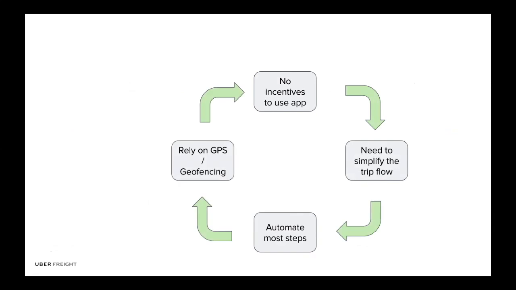So we started to automate most of the steps and to make it easier and simpler to use. Because we initially had no incentive to use the app, we started to automate the flow and simplify it. It means we started to rely more on the GPS and on the geofencing systems.